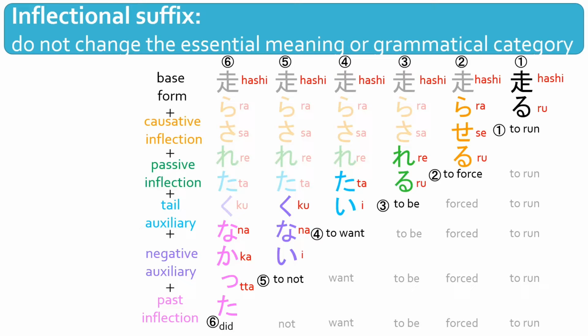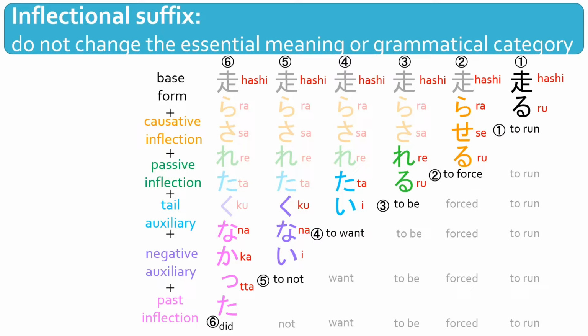And reru is a passive inflection. So when you say hashirasareru, it means to be forced to run. And tai is a tai auxiliary, and when you say hashirasaretai, it means to want to be forced to run. And kunai is a negative auxiliary. It's very hard for me to pronounce. In this sentence, it means to not want to be forced to run.